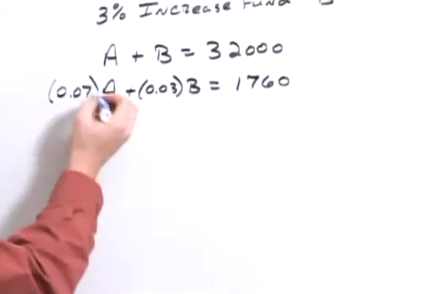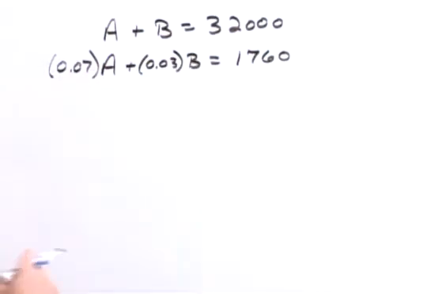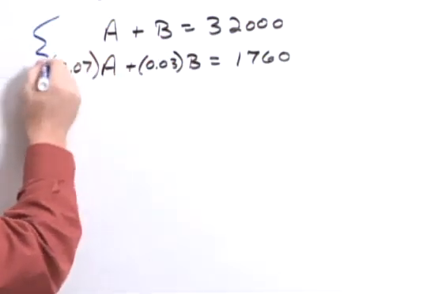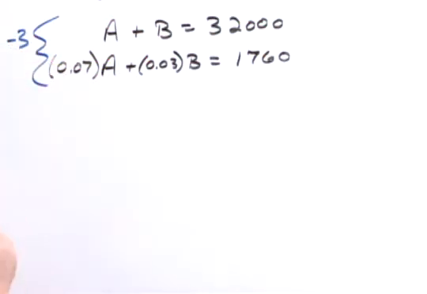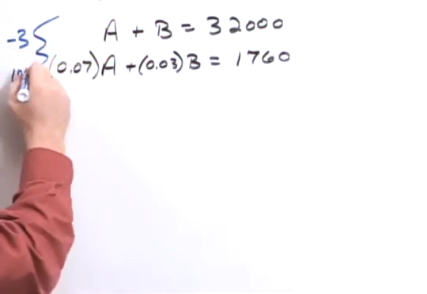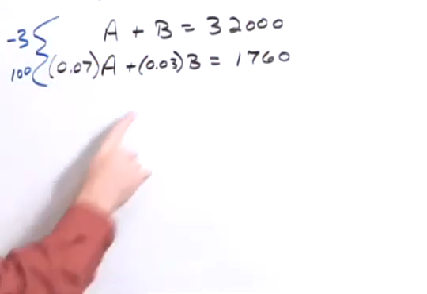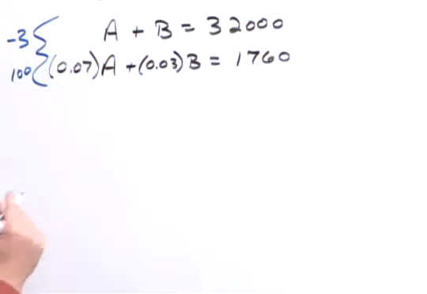Since we want to find out what A and B are, we need to make one of them go away. Let's choose the B. To do so, in this case, let's multiply the top equation by -3, and the bottom equation I'm going to multiply by 100 so that my decimals go away.